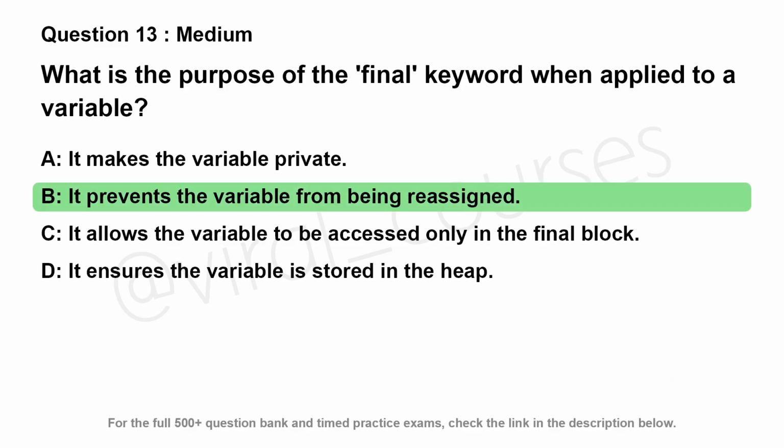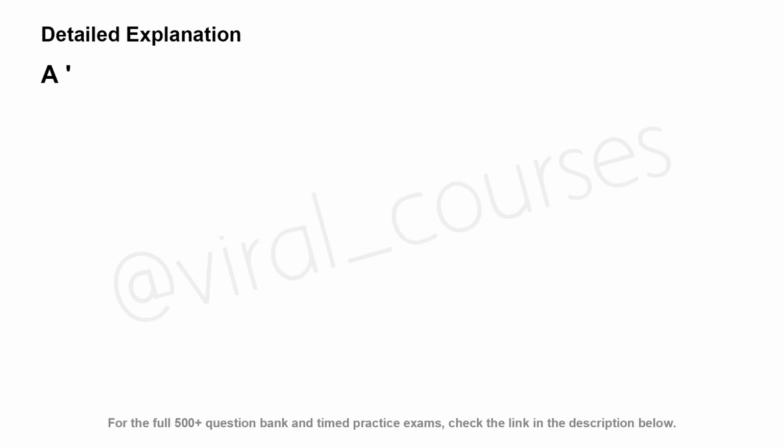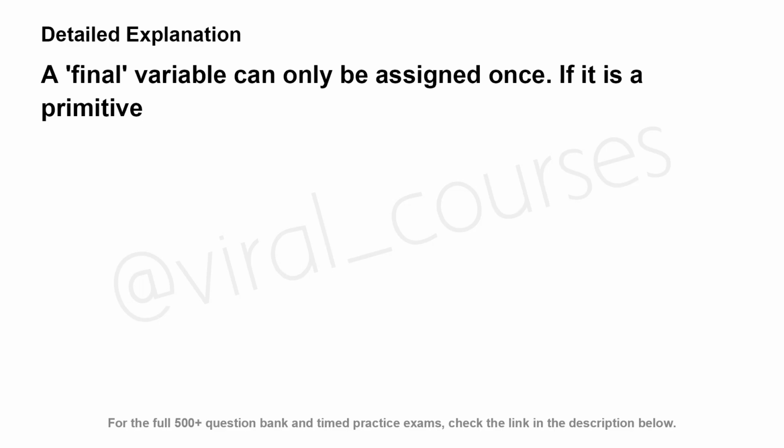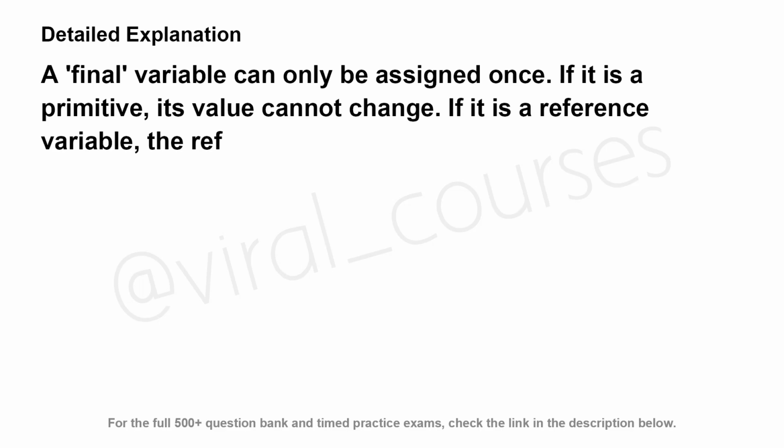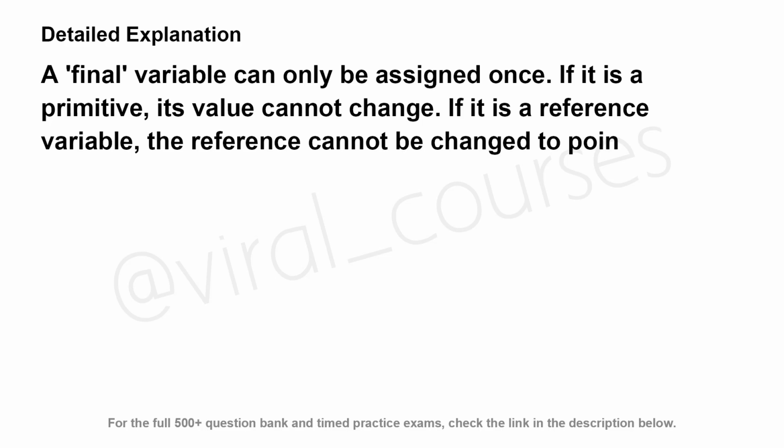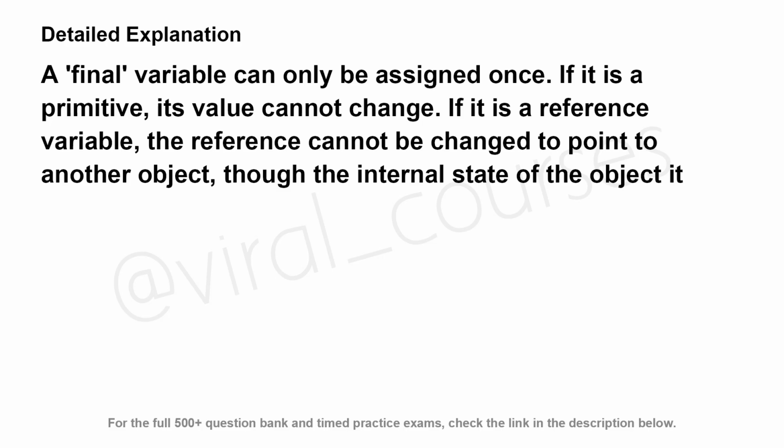The correct answer is B. A final variable can only be assigned once. If it is a primitive, its value cannot change. If it is a reference variable, the reference cannot be changed to point to another object, though the internal state of the object it points to can still be modified.